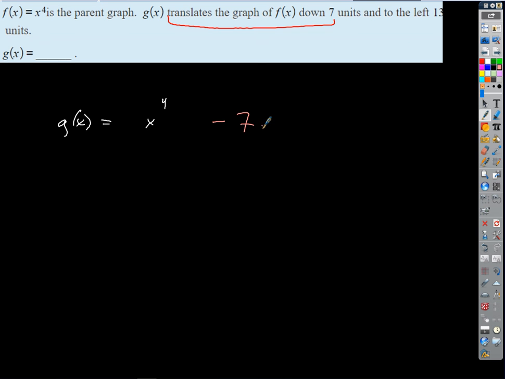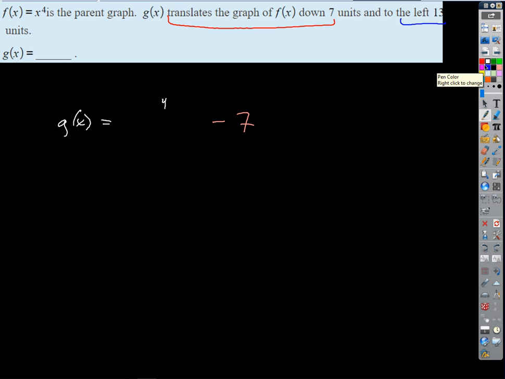Now, how do I do left by 13? Okay, I'm going to add 13 inside the parentheses, so I'm adding it directly to the x. Well, I don't see any parentheses there yet, but I'm going to need some, aren't I? So where would the parentheses go? Okay, yeah, so it's inside the graph.